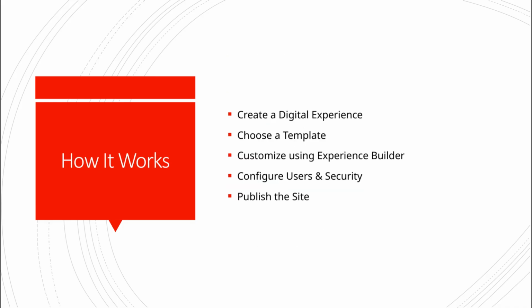The workflow for getting a site live is quite straightforward. You start by enabling digital experiences in your settings, then you pick a template that fits your goal. From there, you use the Experience Builder to customize the look and feel. Once the design is ready, you configure your users and security settings to decide who can log in, and finally, you hit publish to take your site live to the world.